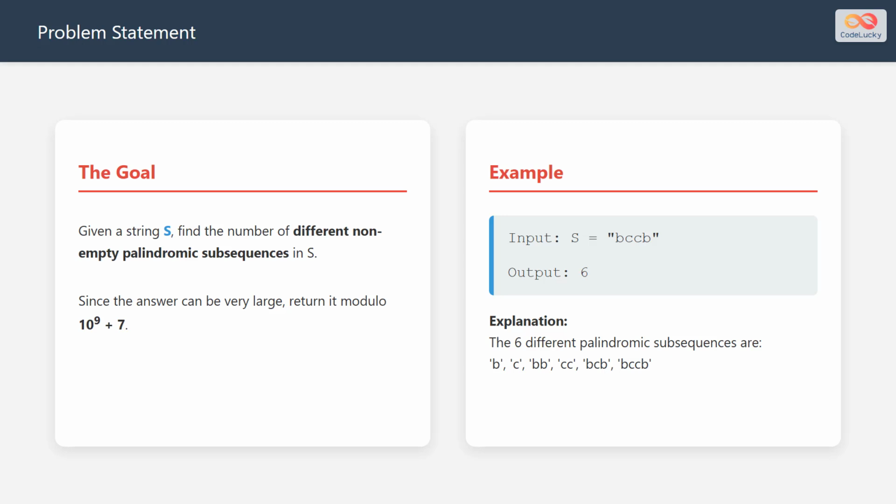Given a string S, we need to find the number of different non-empty palindromic subsequences. The result can be huge, so we return it modulo 10 to the power of 9 plus 7. For example, if the input is BCCB, the answer is 6.